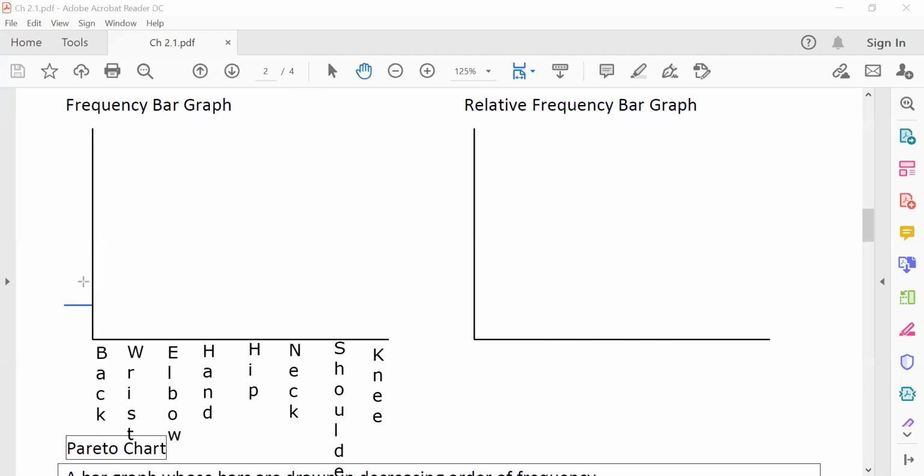So here's 3, 6, 9. Here's 12, 15, 21, and that should do it. And I'll go ahead and label these. 3, 6, 9, 12, 15, 21.